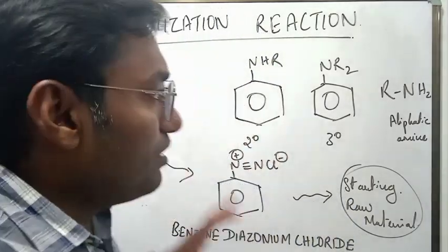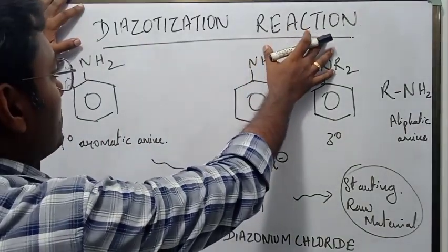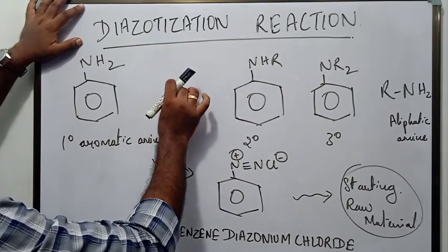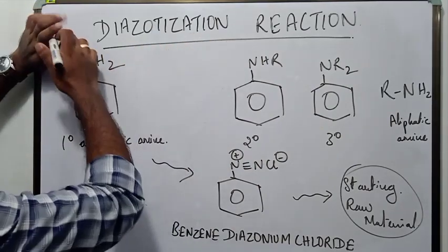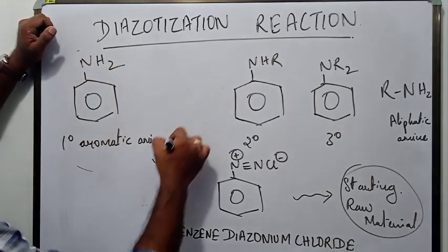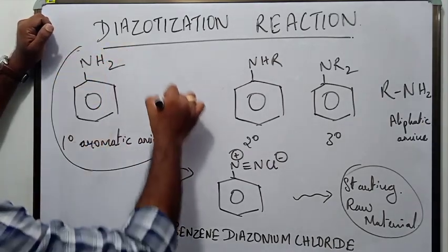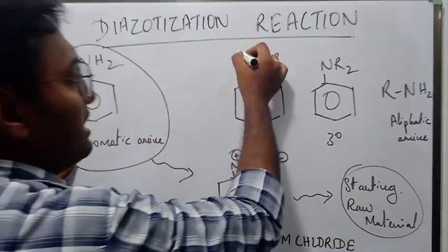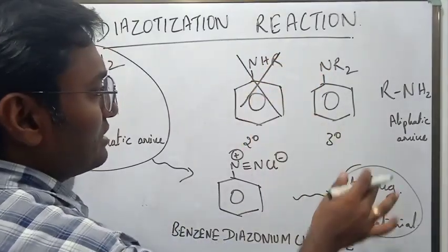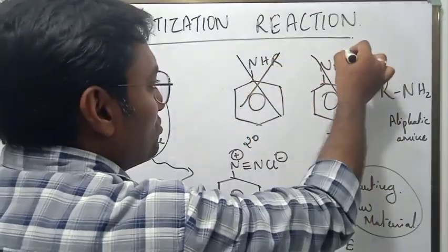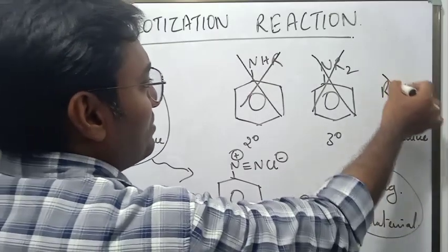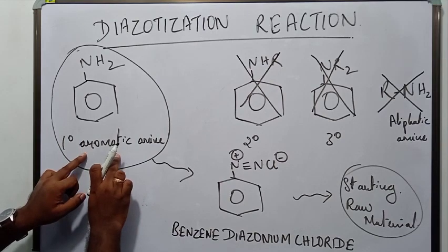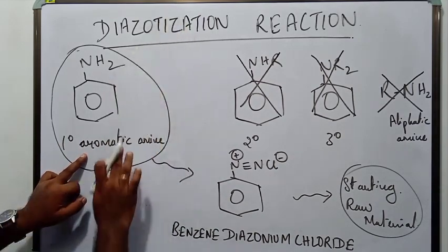Diazotization reaction. Question number 1. Which organic compound shows the diazotization reaction? Let me say to you that only primary aromatic amines show the diazotization reaction. That means secondary aromatic amines do not show the reaction. Tertiary aromatic amines also do not show the reaction. Aliphatic amines also do not show the reaction. Only and only primary aromatic amines show the diazotization reaction.